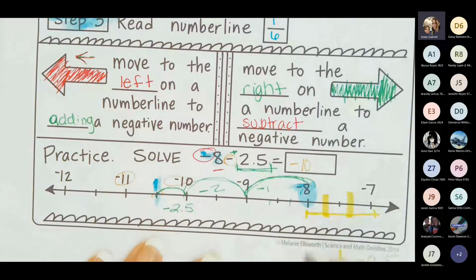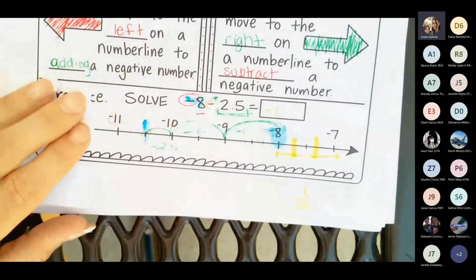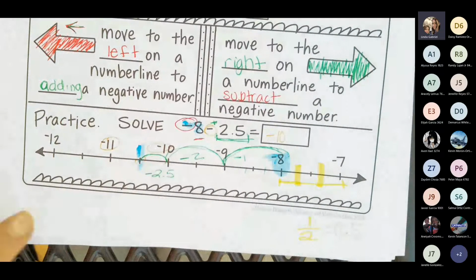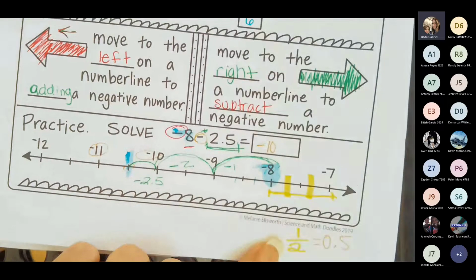So no problem. A half is worth 0.5, right? 1 divided by 2 equals 0.5. Right? And they're all saying I'm on a call.